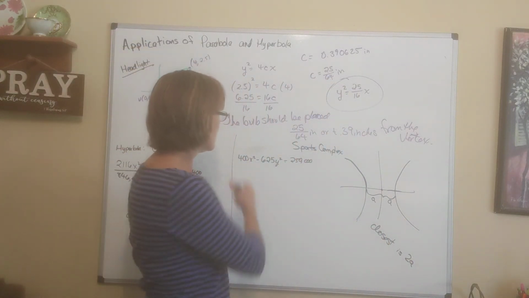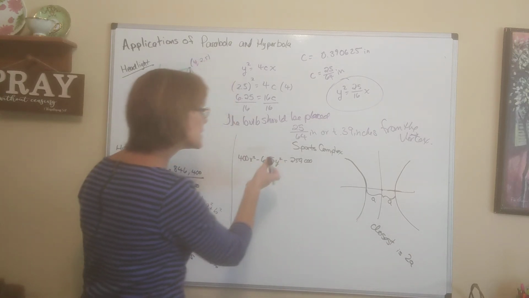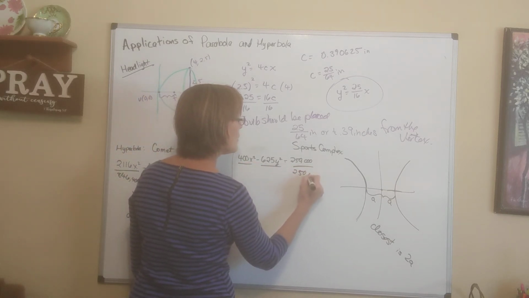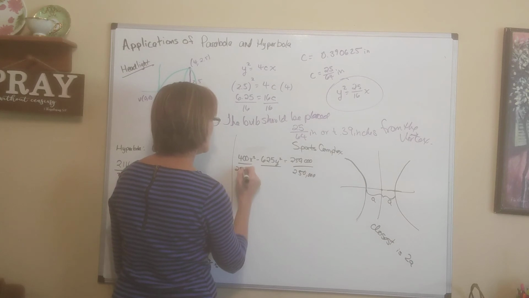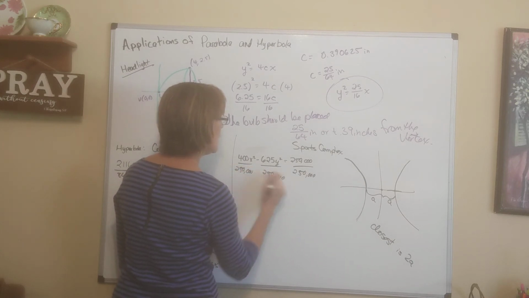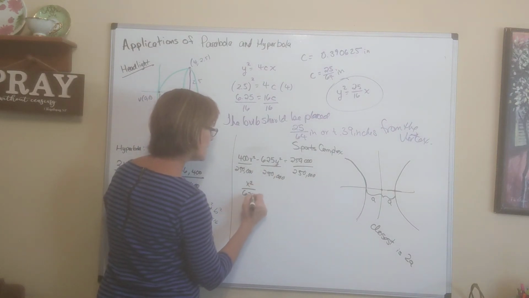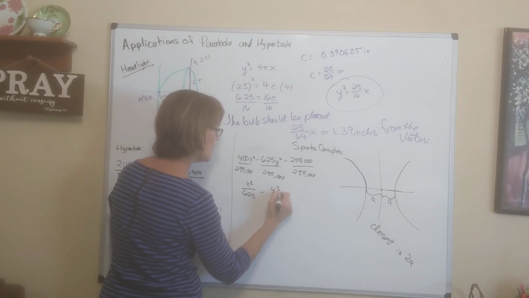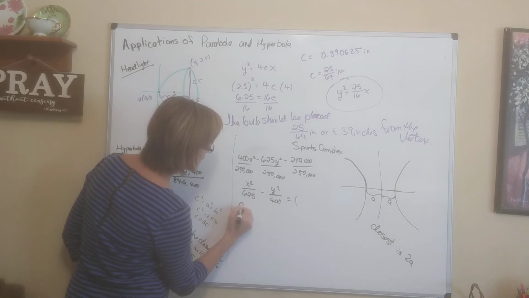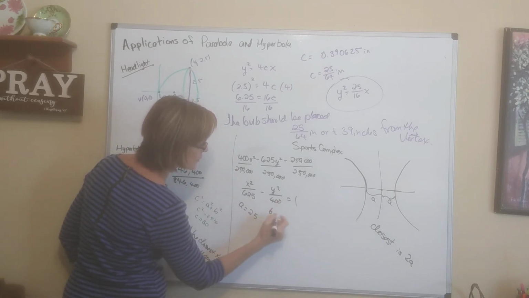All right, well, let's proceed. We have this equation, and we know we need to answer this, so let's get this in standard form by dividing both sides by 250. And when we do that, very nicely, the way they constructed this problem, we get 625 in the denominator and 400 in the denominator. And so A is equal to 25, that's the square root of 625. B is equal to 20.